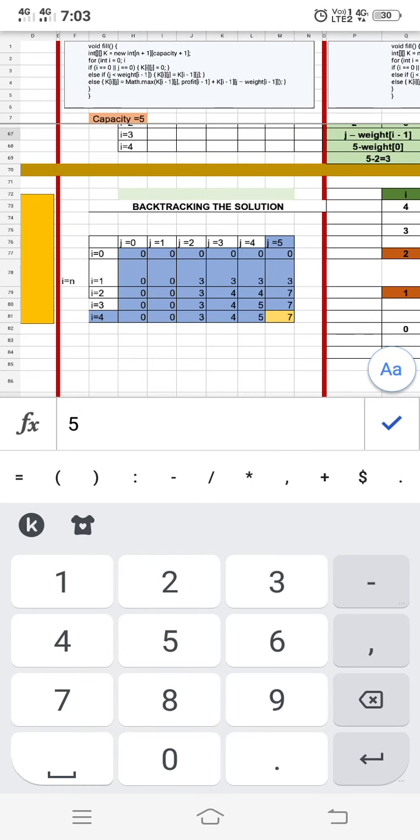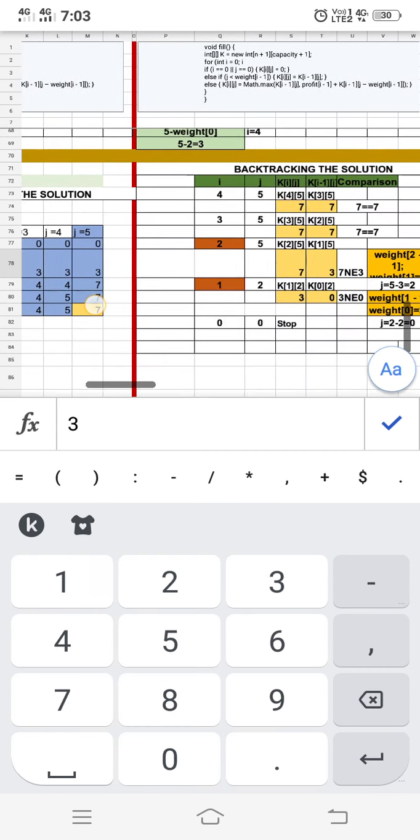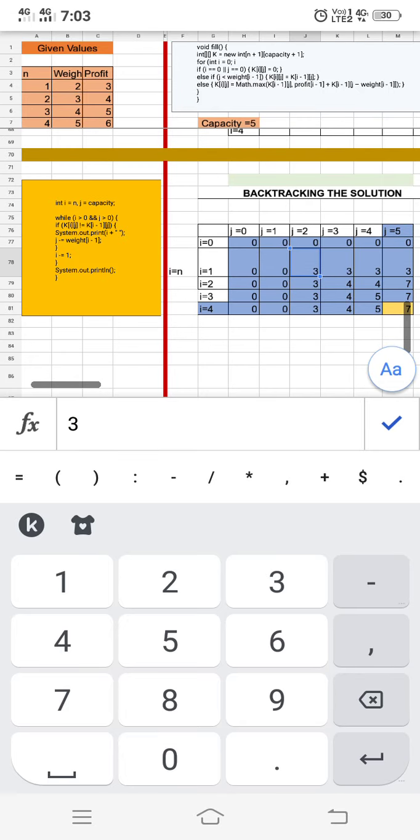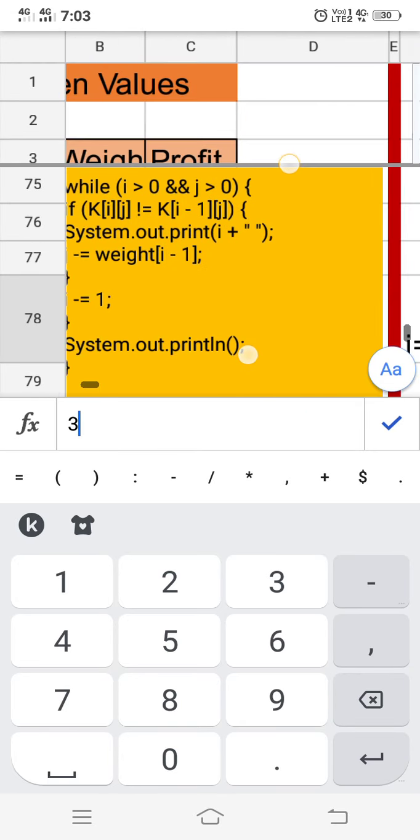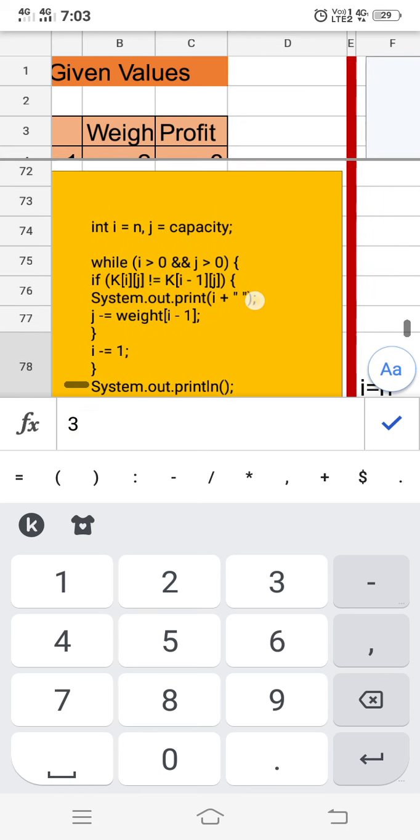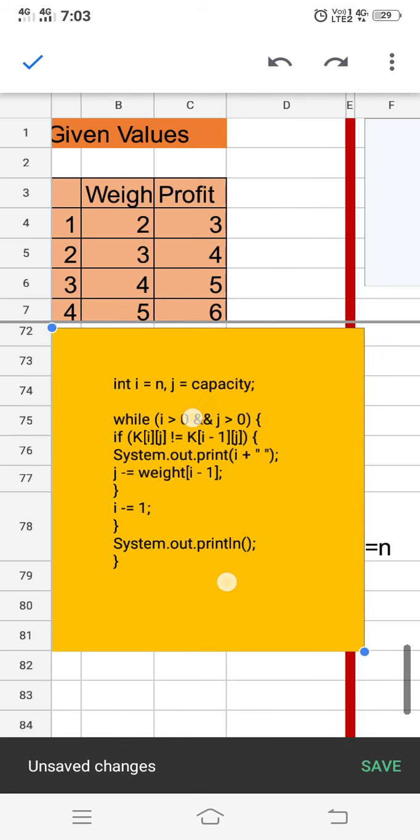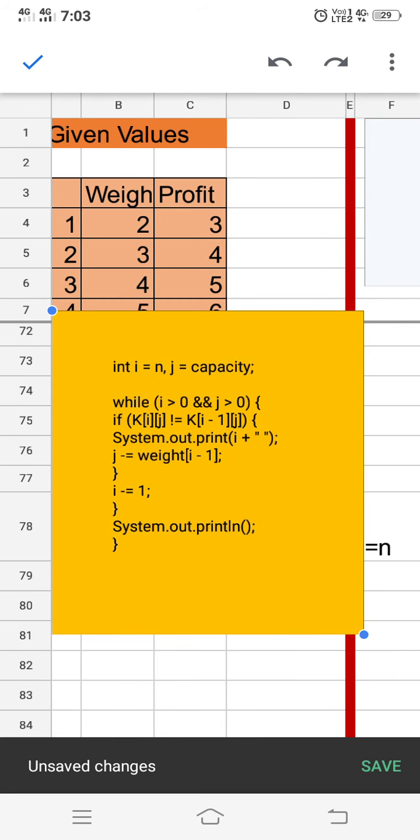This is the final table we have got. From this we need to find which items we have selected to give the profit 7. So do the backtracking. Here we have the code to find the values. I will proceed in the while loop while the value of i is greater than 0 and j is also greater than 0. Initially i is initialized with the final object, and j with the total knapsack capacity. The while loop will execute if and only if both i and j are greater than 0.